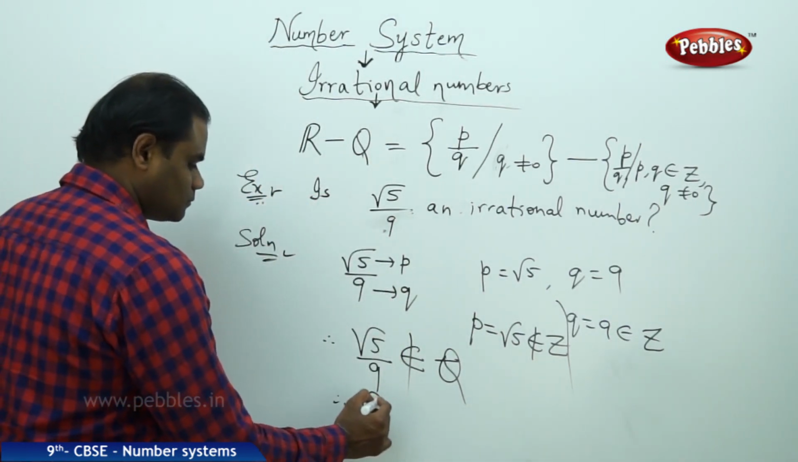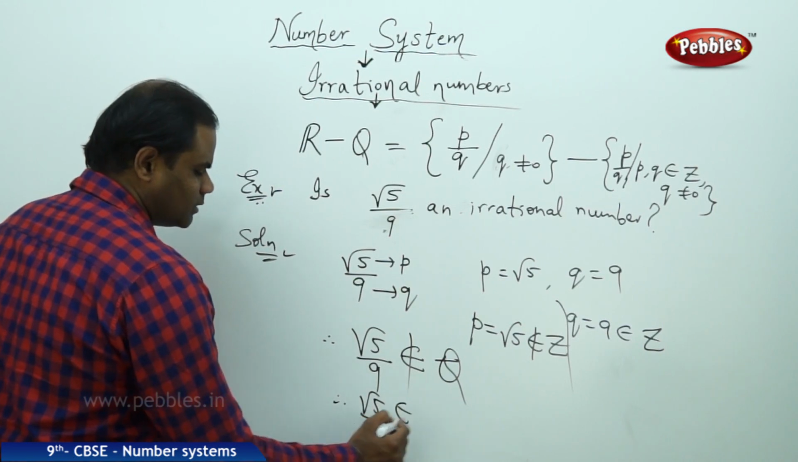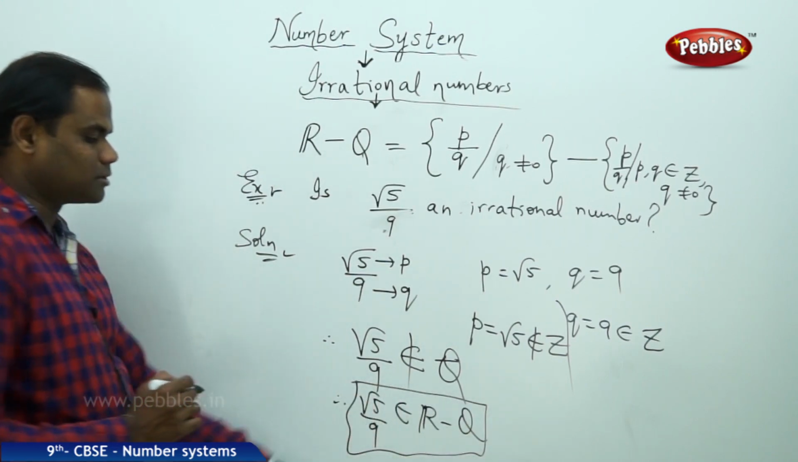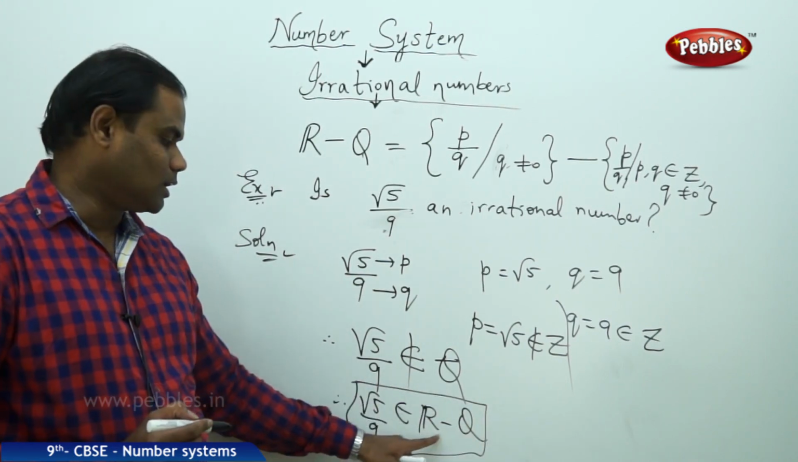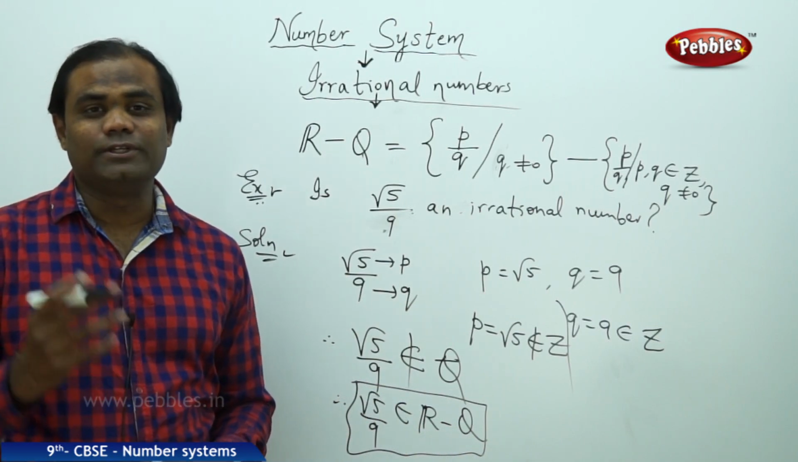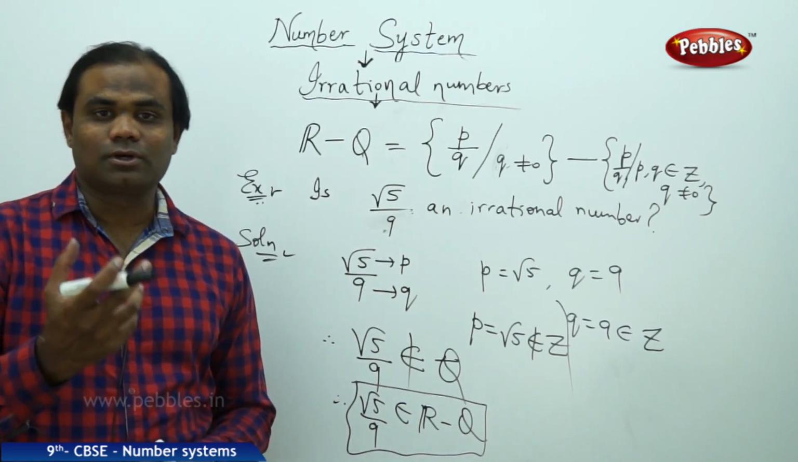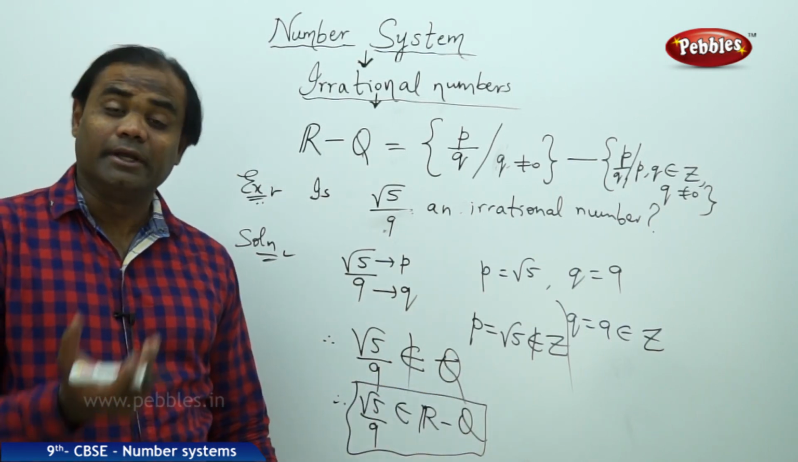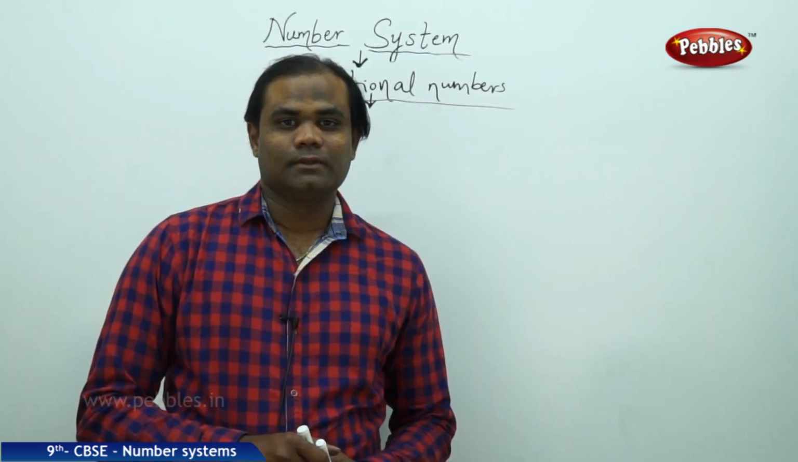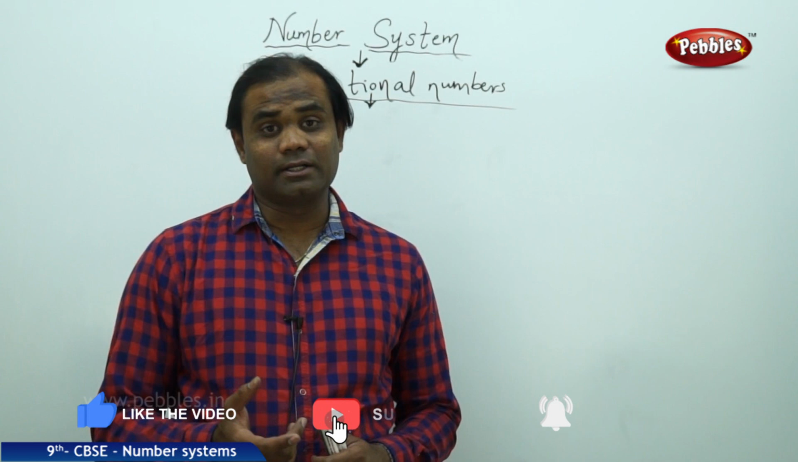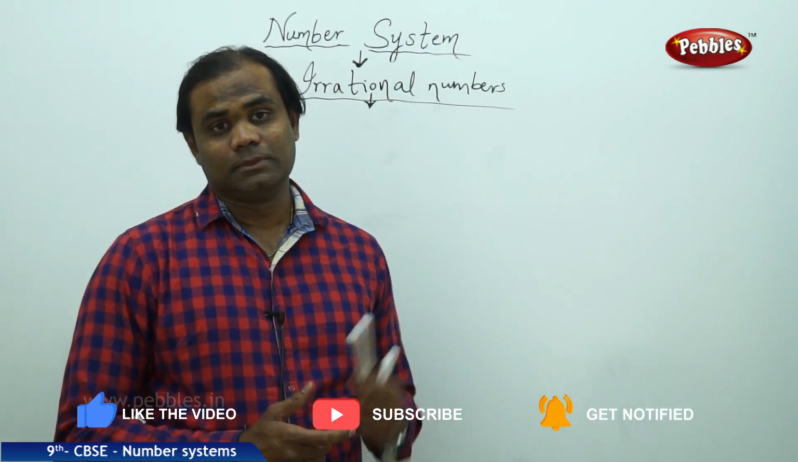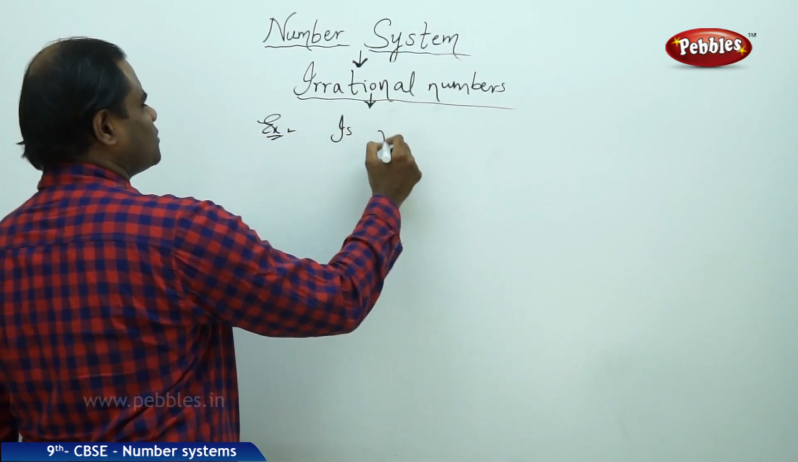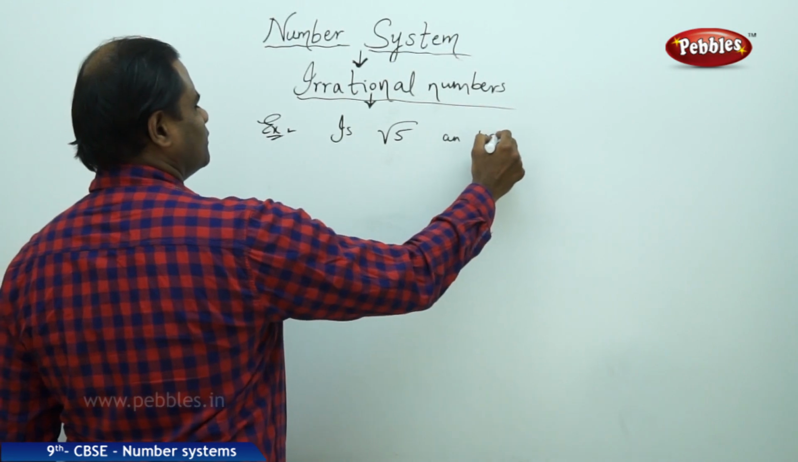Therefore, root 5 over 9 is an irrational number, denoted by all real numbers except Q, R minus Q. This is how we justify an irrational number through the concept of Q. Since this is not a rational number, it must be an irrational number. Now let's take more examples to understand irrational numbers better. Let's take an example problem with the question: is root 5 an irrational number?